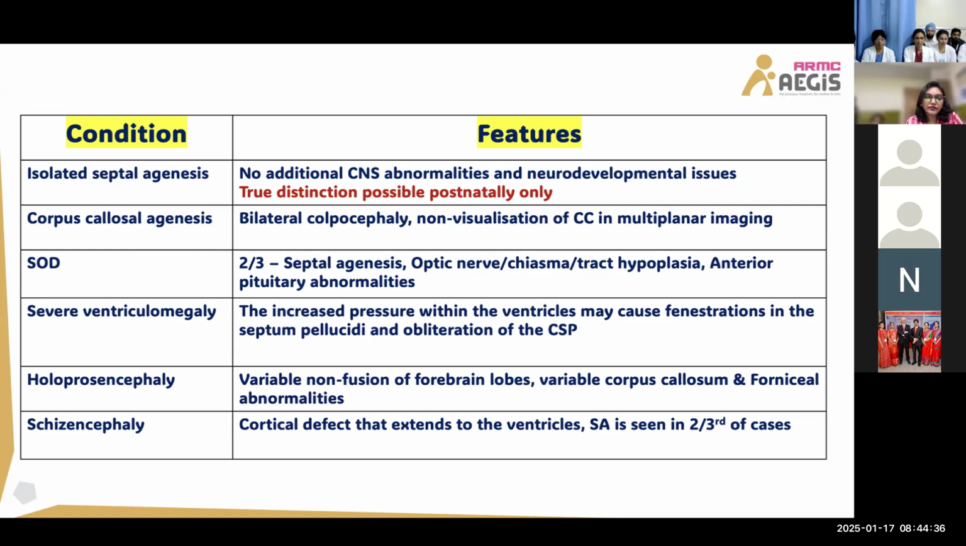And the last one is schizencephaly, which is nothing but a cortical defect that extends to the ventricles, and septal agenesis is seen in around 2/3 of the schizencephaly cases.